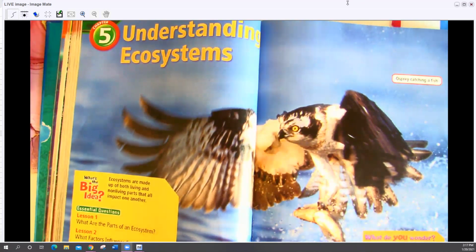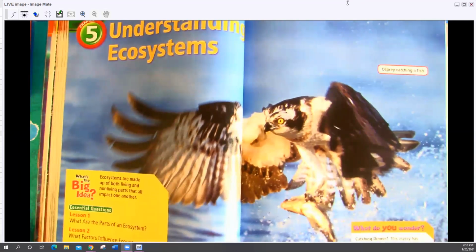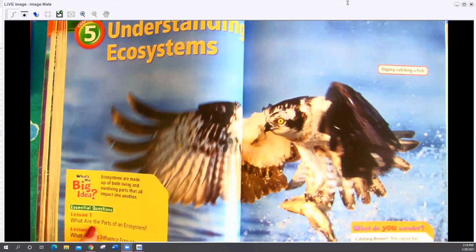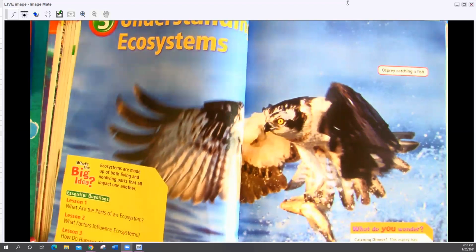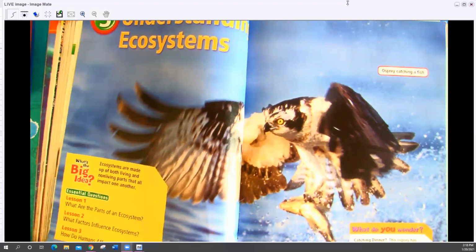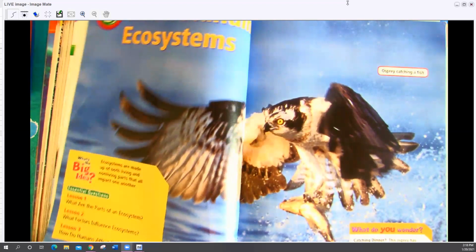I'm going to do my best to show this on the screen, but I might have to move it here and there. So we're in lesson 1, we're going to talk about what are the parts of an ecosystem. In lesson 2, we're going to talk about the factors that influence ecosystems. And in lesson 3, we're going to talk about how humans affect ecosystems.